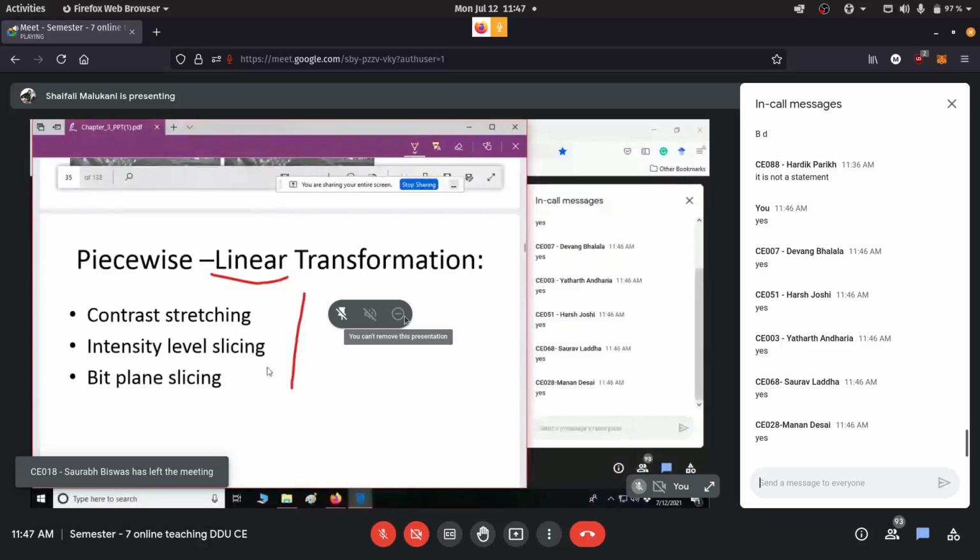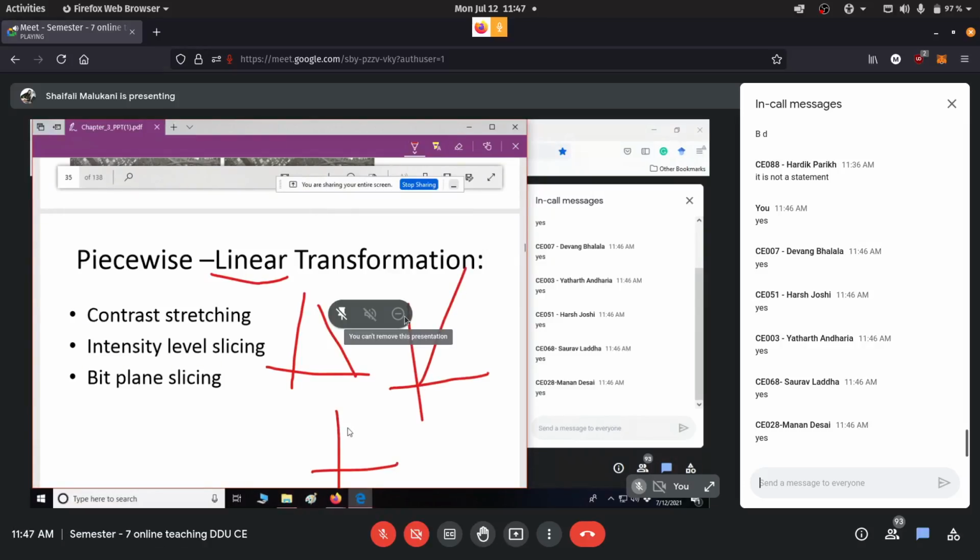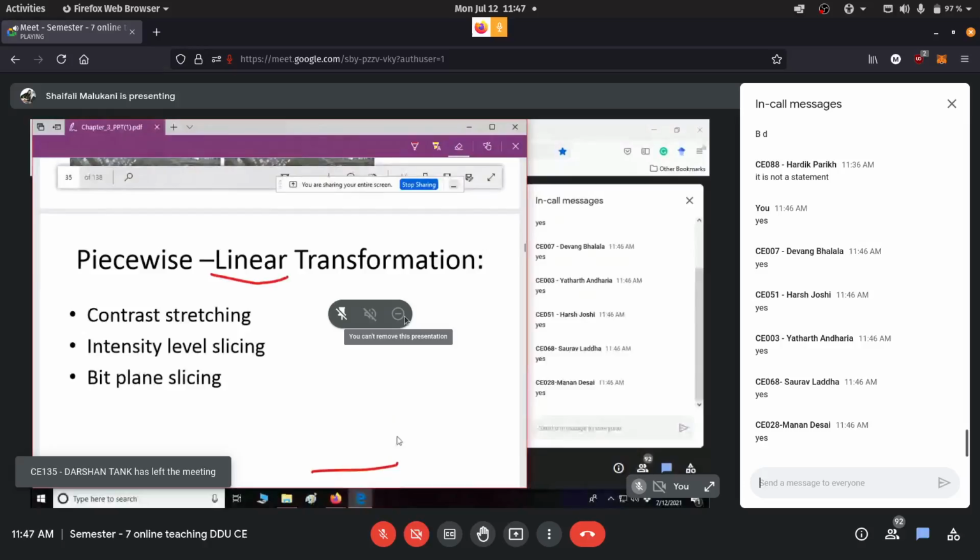Now that linear transformation can be of this type, or this type, it can be of any shape of this type. These are the linear transformations, right? Where input is related with output, I will say it is output S, or rather I should say input is R and output is S. And so this is the linear transformation.